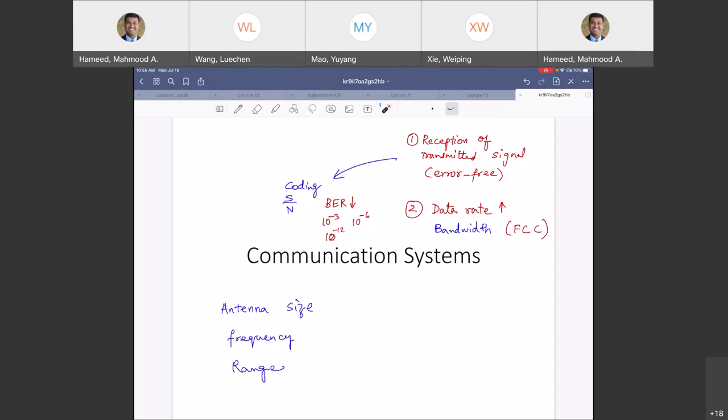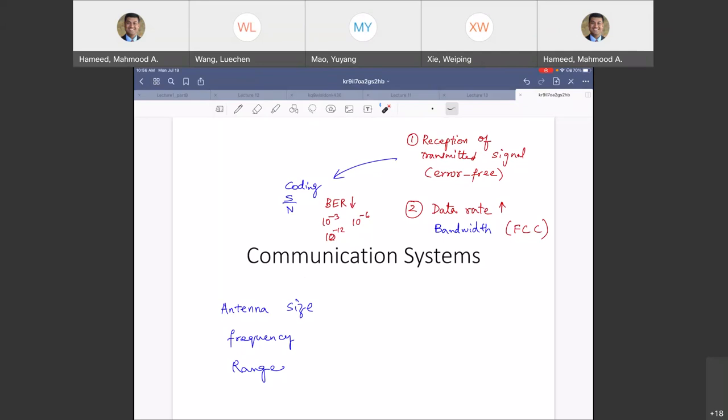So that's what you have. If you want really high frequencies because you are after data rate, then you can have a smaller antenna size, but the range gets impacted. You can overcome that by using repeaters between your point A and point B. All right, so these are some of the ideas related to communication systems.